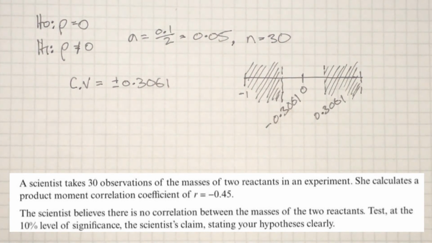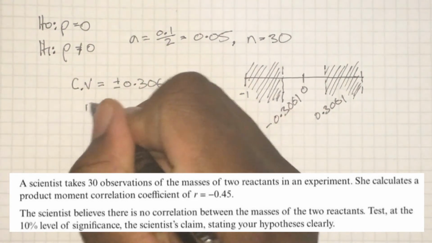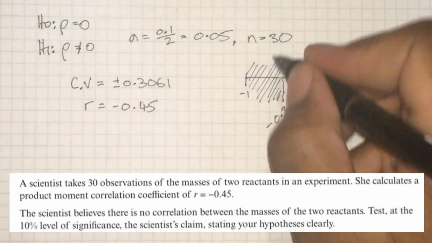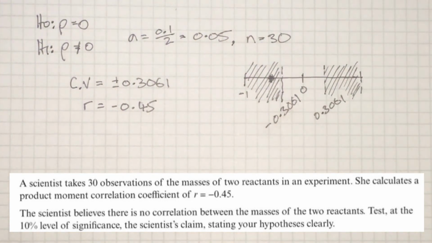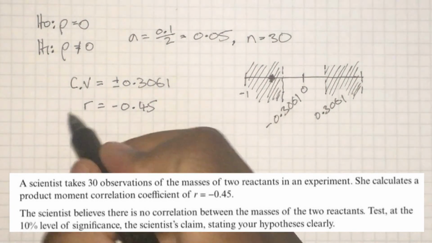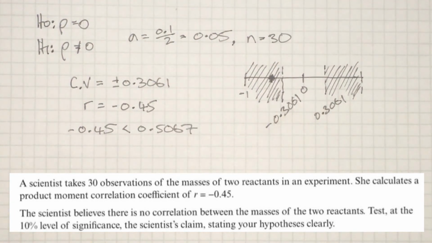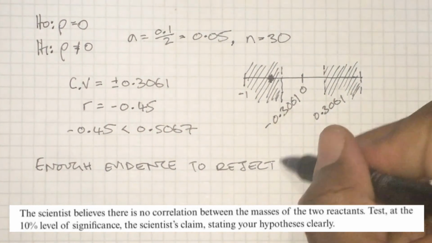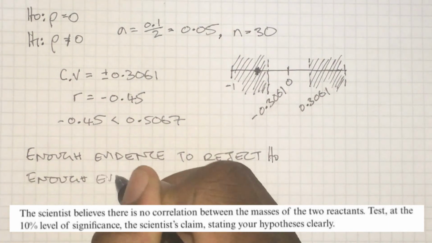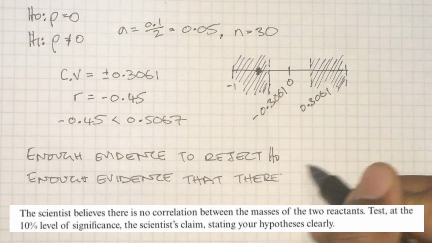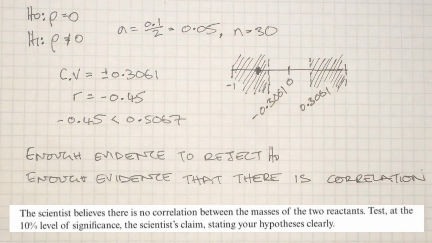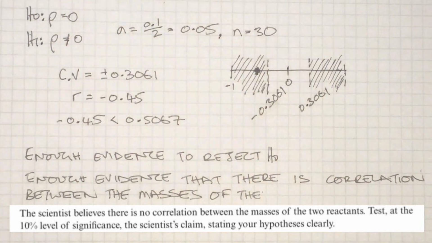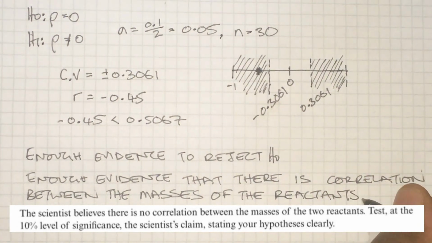The R value, don't forget, was given to us in the question. I've ignored it up to now, so I can get to this point naturally. The R value is negative 0.45, and it is indeed in the critical region. It is a stronger correlation than negative 0.3061. So we do have evidence to reject H0. We have enough evidence to reject H0. Now this was the scientist's claim. In context, we have some evidence to suggest that there is some correlation between the masses of the two reactants.